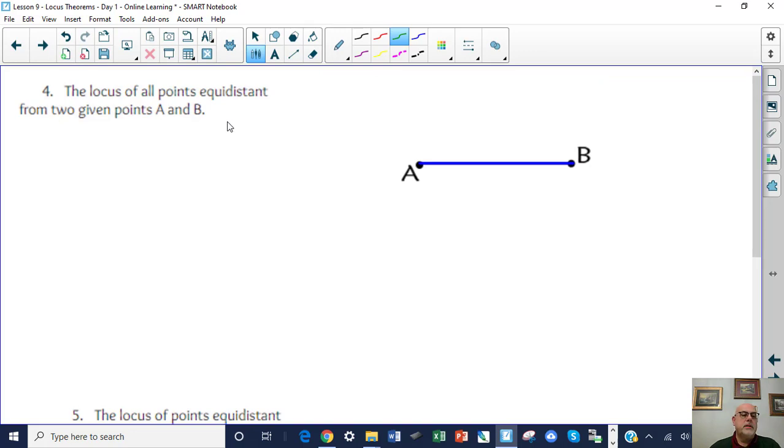The fourth type of locus is the set of all points equidistant from 2 given fixed points A and B. So the first thing you need to do is connect A and B with a line segment. So the set of all points equidistant from A to B is the perpendicular bisector of that line segment AB. So any point I choose on this green line, if I measure back to B and measure back to A, they will be the same length. Any point I choose. Any point will be the same distance from A as it is to B, as long as it's on the perpendicular bisector.